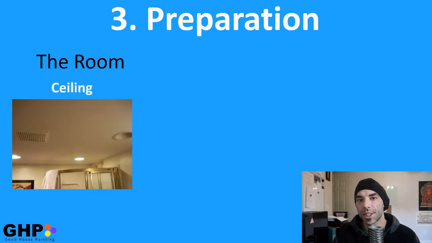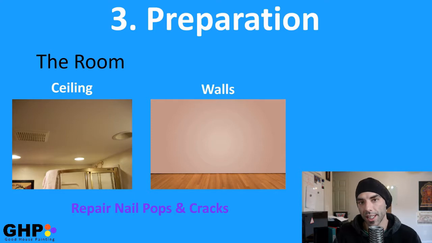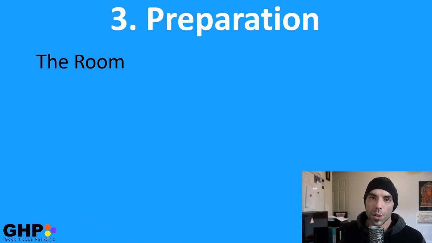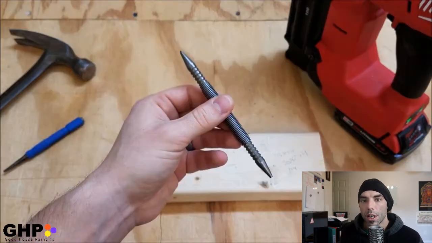Then we need to prepare the ceiling and the walls. Typically, you start by repairing nail pops and cracks. And then you go ahead and sand and prime the areas. You also want to make sure that you prep the trim. If there are any gaps in the trim, you need to caulk it. And if there are any trim nails sticking out, make sure to use a nail punch to push them in and fill the hole.